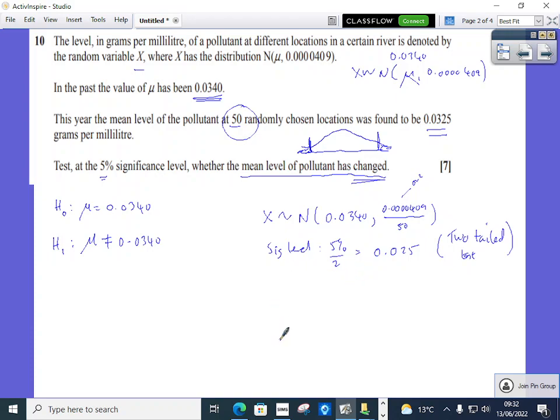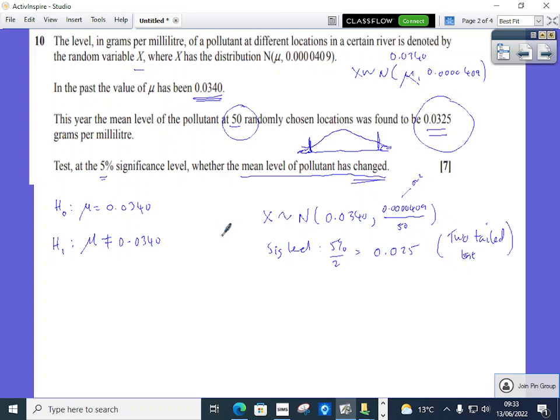Now obviously if it was just one-tailed, you don't halve it, and that only happens if it's greater or less than. If they said the mean had increased, there was more pollution, mu would have been greater than; less pollution, mu would have been less than. Okay, now let's set this up. We know in the past it has been that. Now from our rivers, from the 50, they found that to be the case.